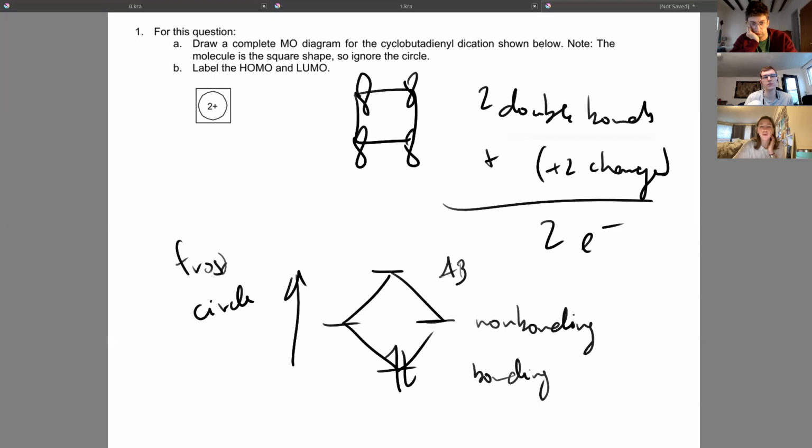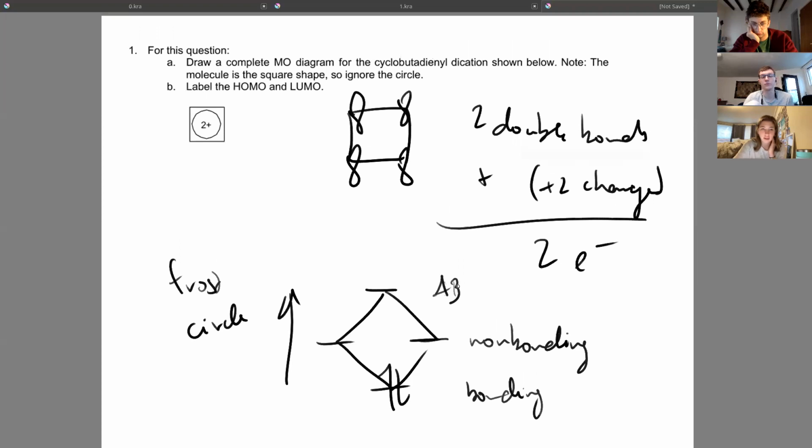Sorry, could you explain one more time how you got 4, like how you got a square? I mean, there are 4. Yeah, so the rule is always going to be there are 4 atoms, and so there are 4 molecular orbitals. I should say again, because we talked about it earlier, there are 4 atoms involved in the conjugated system. And so there are 4 molecular orbitals.